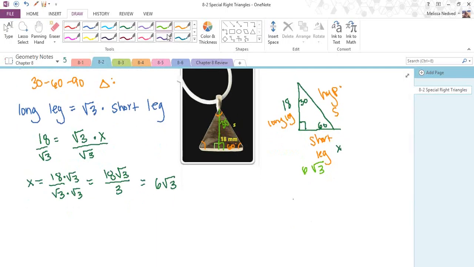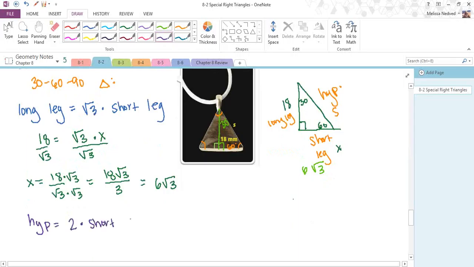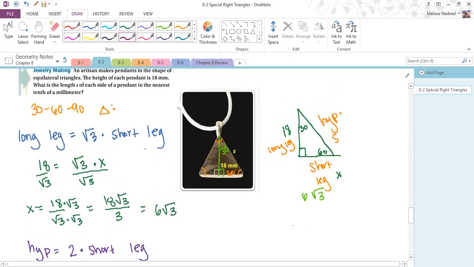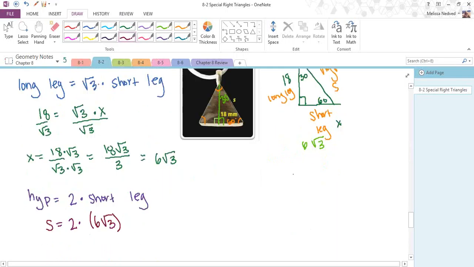Now I can go back and pull that hypotenuse formula that says in a 30, 60, 90 triangle, my hypotenuse is equal to 2 times the short leg, since I know the length of my short leg. So my hypotenuse, that's what we said is the variable s, is equal to 2 times the short leg. We just found that to be 6 times the square root of 3. And again, pay attention to what your question is asking. In this case, we don't want it left in simplest radical form. We want it left to the nearest tenth of a millimeter, meaning round to 1 decimal place.